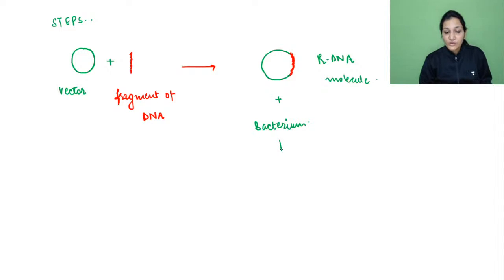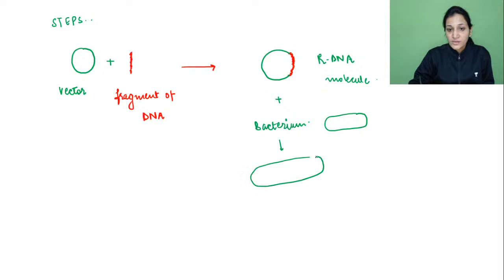After introduction of this into the vector, there will be transport into the host cell. So second is transfer of this whole thing into the host cell. So this is how it is transferred. This is the transport into host cell.